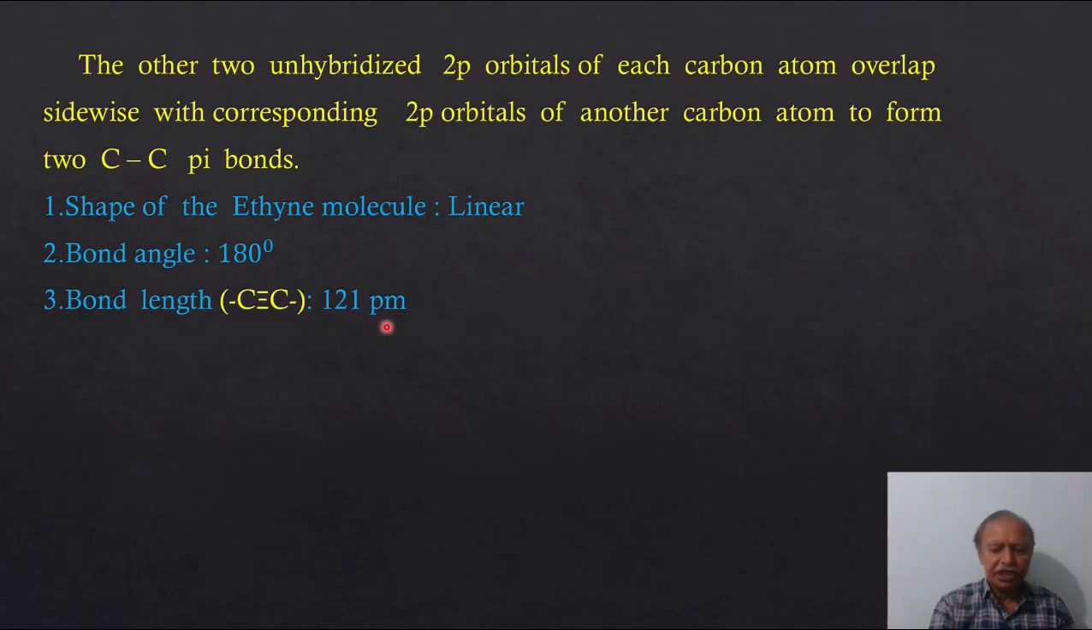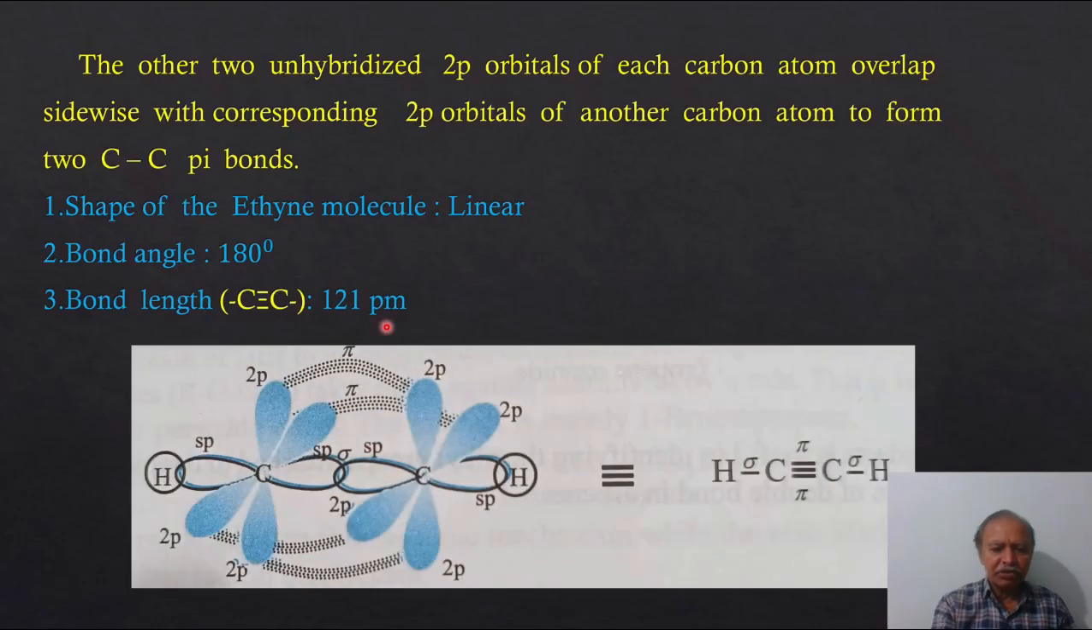Now we shall look at the orbital picture of the ethyne molecule. These are the two carbon atoms in the ethyne molecule. Both carbon atoms are sp hybridized. This carbon has two sp hybrid orbitals and two unhybridized 2p orbitals. In the same manner, this carbon also has two sp hybrid orbitals and two unhybridized 2p orbitals. Now these two carbon atoms approach each other.